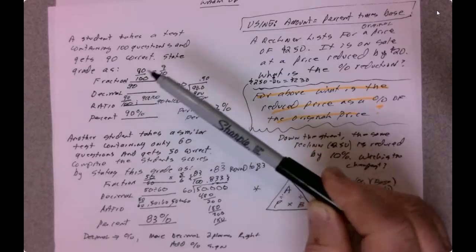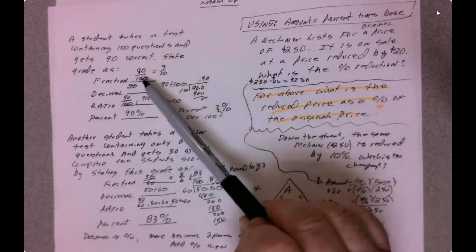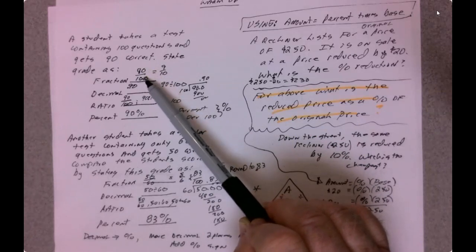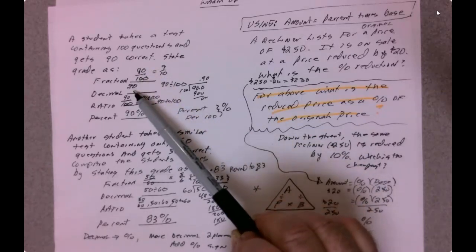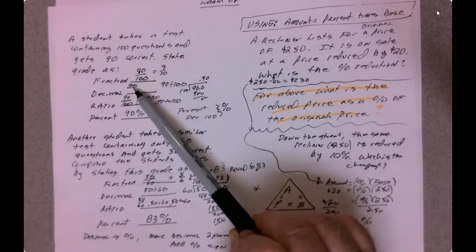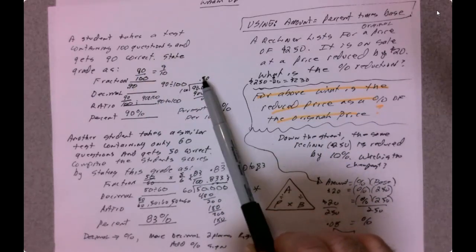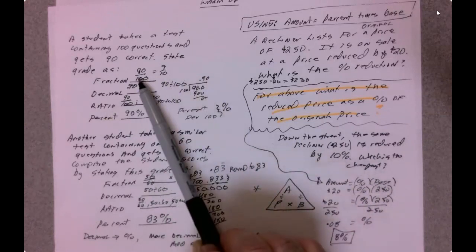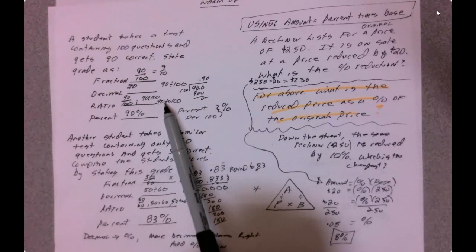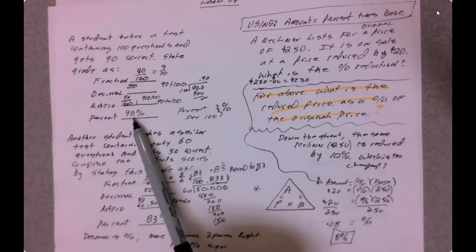So it's pretty clear here that the fraction is 90 out of 100. We're just looking at how many were correct over how many there were in total. Decimal: 90 hundredths, divide it out and get 0.90. Ratio, fraction form, we've already looked at fractions: 90 to 100.